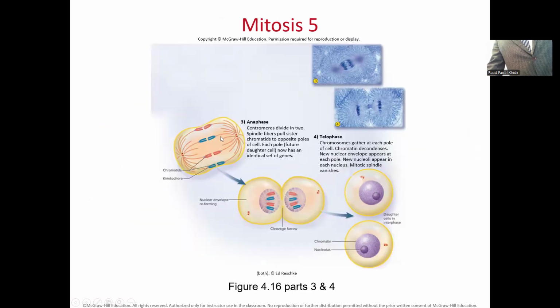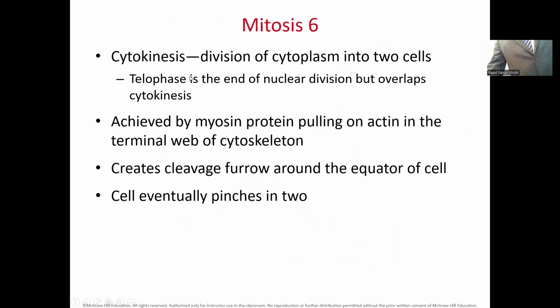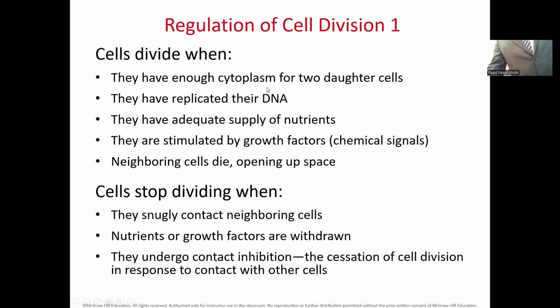Then in anaphase, you're going to have the separation, the plucking off of the chromosomes. And in telophase, you're going to have the division of the cytoplasm. You're going to end up with 2 daughter cells. In cytokinesis, there's a division of the cytoplasm into the 2 cells. And telophase is the end of the nuclear division.